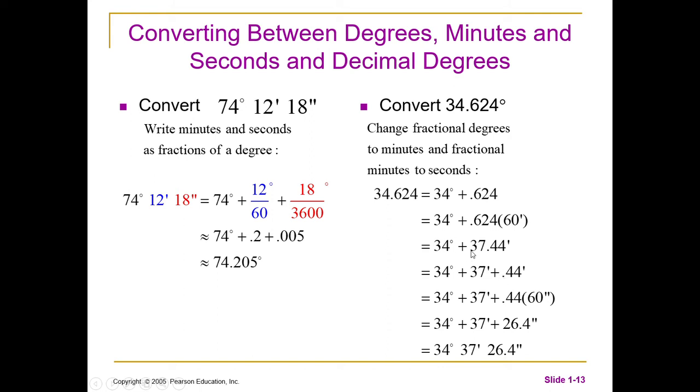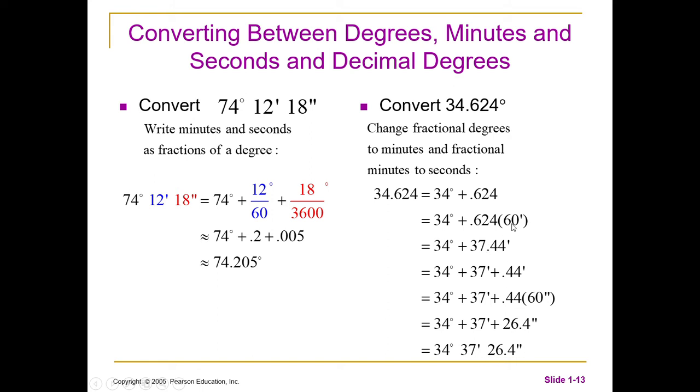So, 34 degrees. 0.624 times 60 is 37.44. So, yung 37 minutes andito, yung .44 andito. Multiply mo ulit sa 60, makukuha natin yung 26.4. Ito yung ating final answer: 34 degrees, 37 minutes, 26.4 seconds.